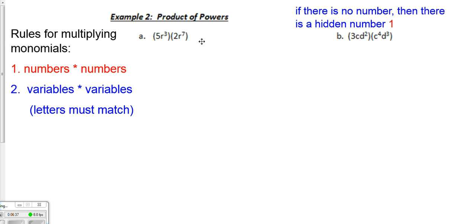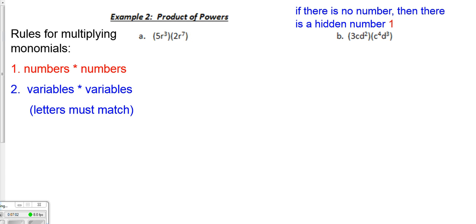Now is when we're going to get to use those powers. So we're looking at the product of powers, so things being multiplied together. So, rules for multiplying monomials. First rule, first thing you do is just multiply the numbers. So 5 and 2 in this kind of case. And your second rule, multiply the variables then. So variables times variables. Make sure the letters match.